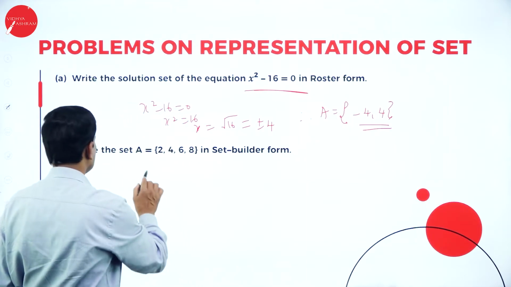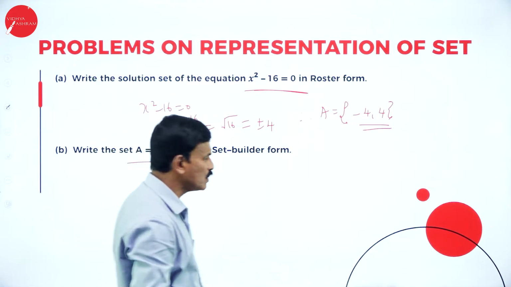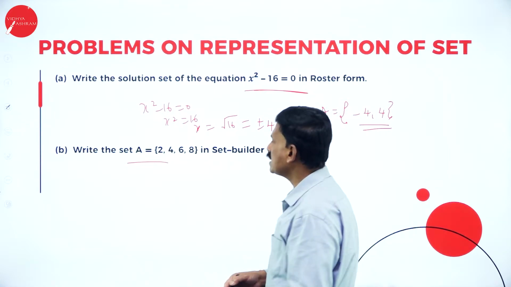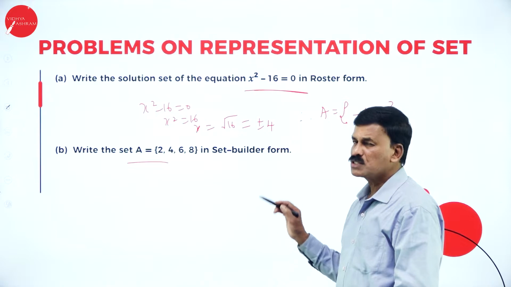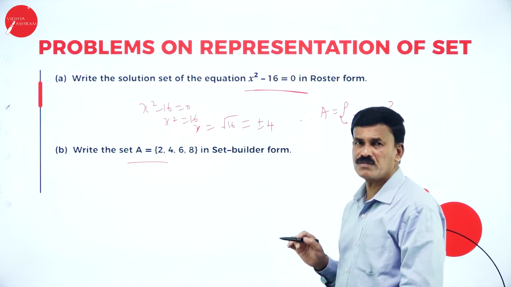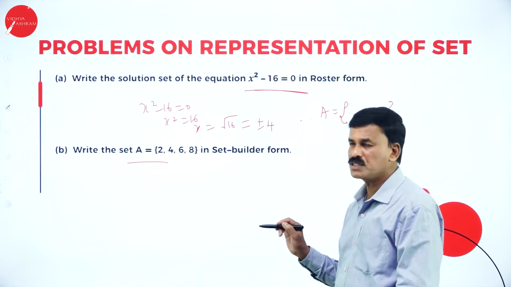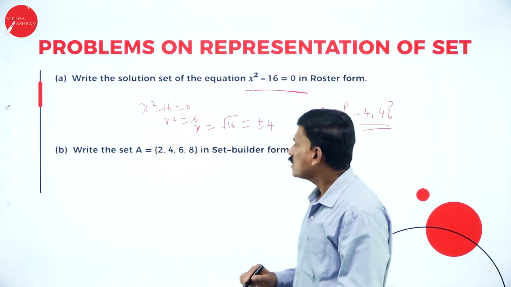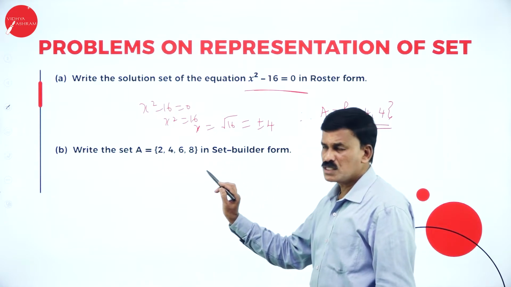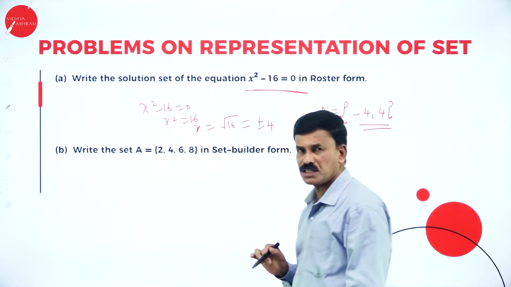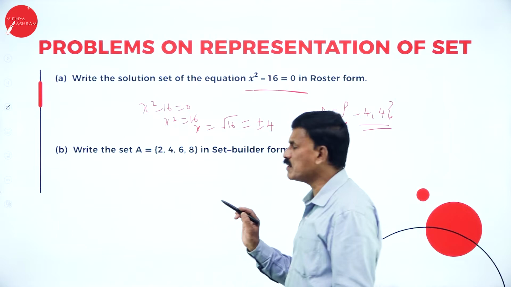Now, let us come to the second example. What is the second problem given? Write the set A is equal to 2, 4, 6, 8 in set builder form. So the elements of the set are given, and we have to write the statement for this. If you observe carefully, what we have to write is the statement for this set.